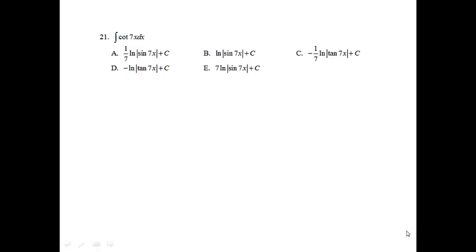Problem 21, find the integral of the cotangent of 7x. Well, hopefully you remember that if you have the integral of cotangent u, the integral will be natural log of the sine of u. But you'll notice we do have to do a u-substitution here. So I'm going to let my u be 7x, and then my du will be 7 dx.